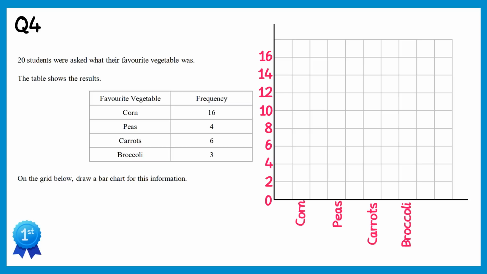We can now draw the bars. So the first one is for corn, that's 16. For some reason people really like corn. Then we'll have 4 for peas, 6 for carrots, and then 3 for broccoli. Now 3 is in between 2 and 4, so notice we'll need to go halfway through a square. Finally, we need to add some labels to our axes. The bottom axis was the different types of vegetables, so favourite vegetable, and the left axis here is frequency.